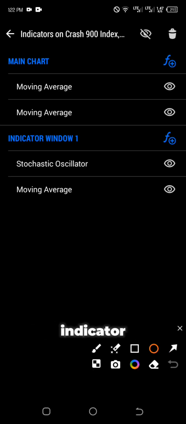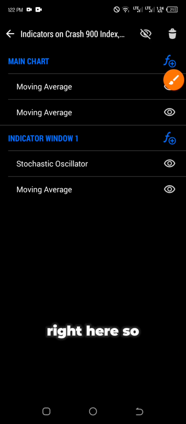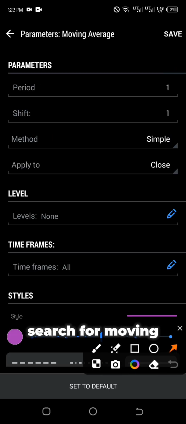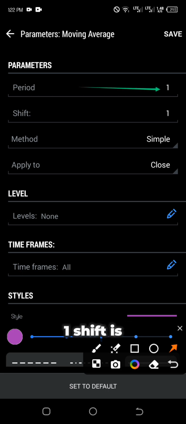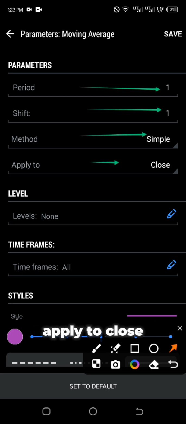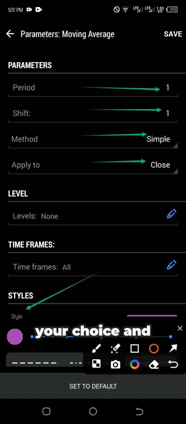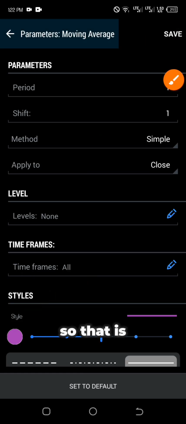Now the second indicator is the moving average as well. As we add this up, we click on this F icon right here. We search for moving average, and these are the parameters. The period is 1, shift is 1, method is simple, apply to close, any style of your choice, and click on save. So that is the second indicator.